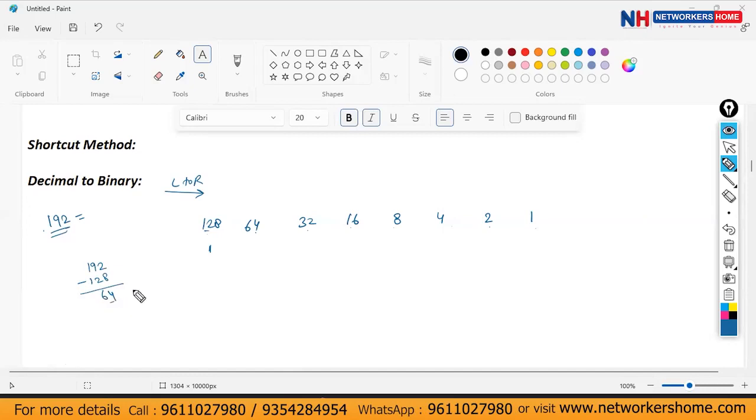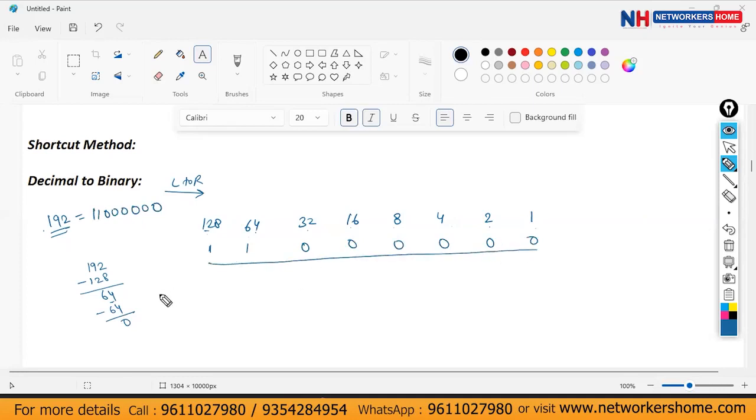Now I need to compare 64 with the next value. If I compare 64 with 64, equal means I'm going to write 1, correct? And then again subtract, which gives 0. No more value left means all other values will be zeros. And this is your binary value, 11000000.